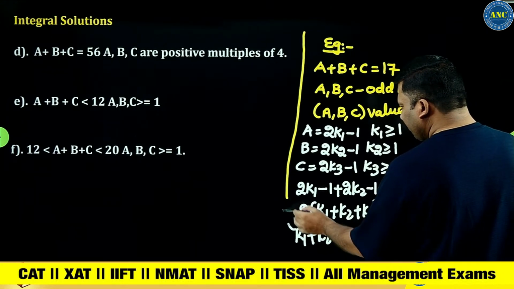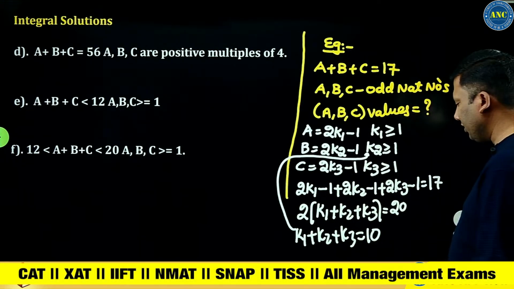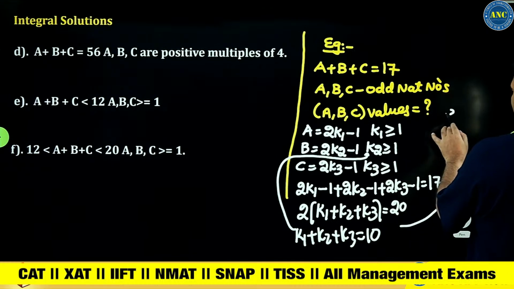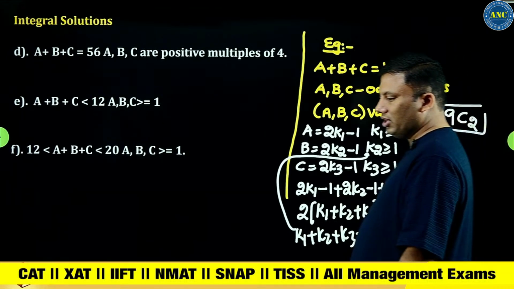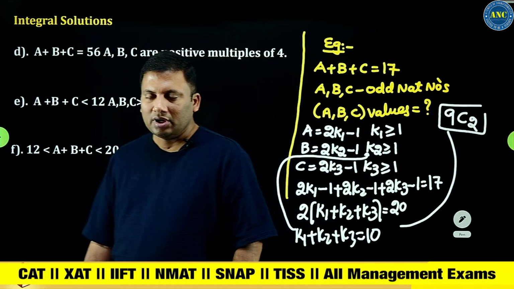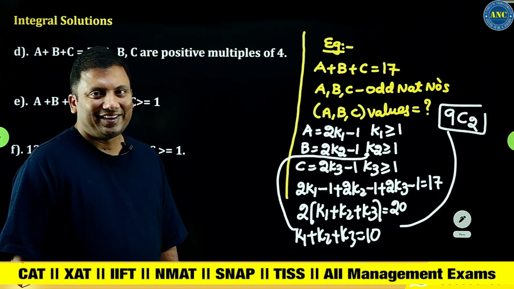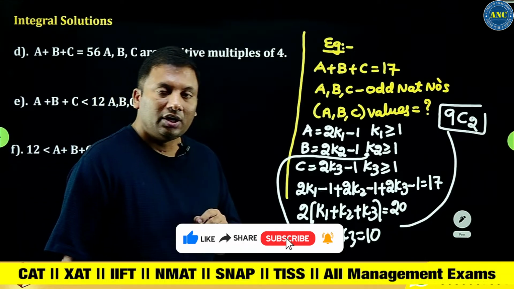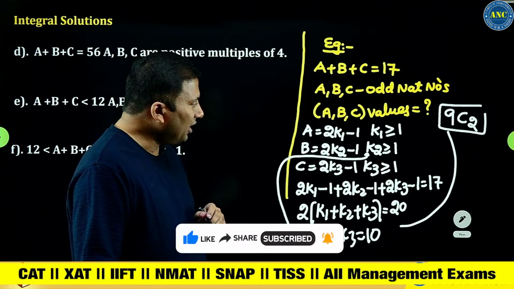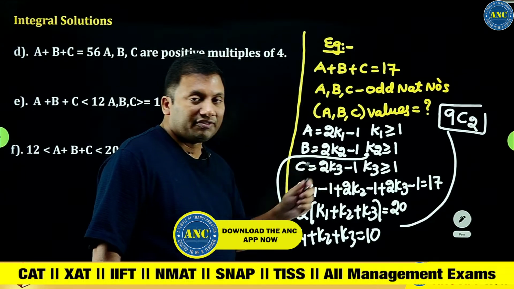All are starting from 1. What will be the answer? If 10 balls are kept in a line, there will be 9 gaps. 3 variables are there, so there will be 2 cuts. The answer for this question is 9C2. I hope the idea is clear. If the right hand side is an odd number, A can be 2k1 minus 1, B can be 2k2 minus 1. All the variables are starting from 1.